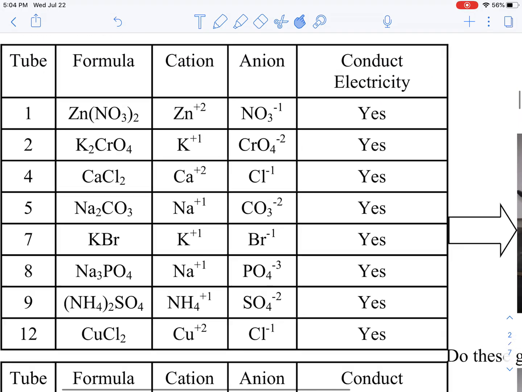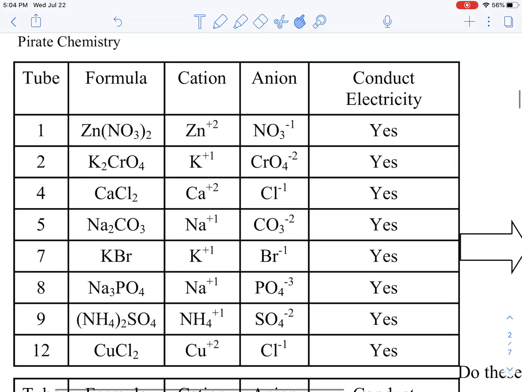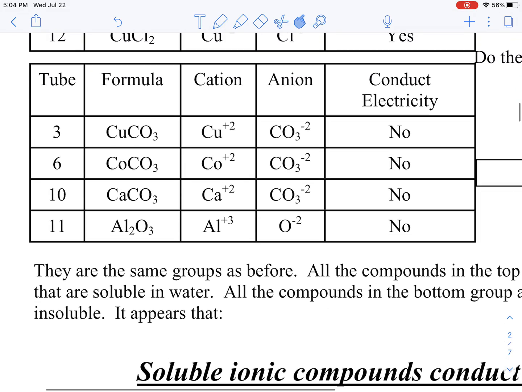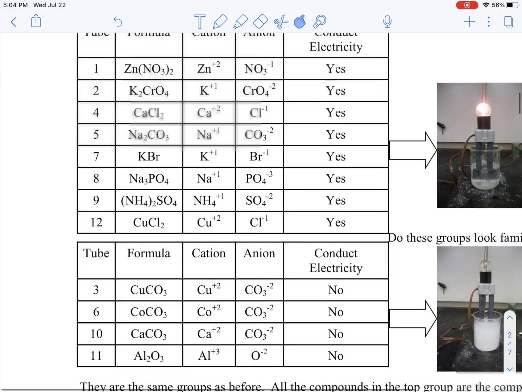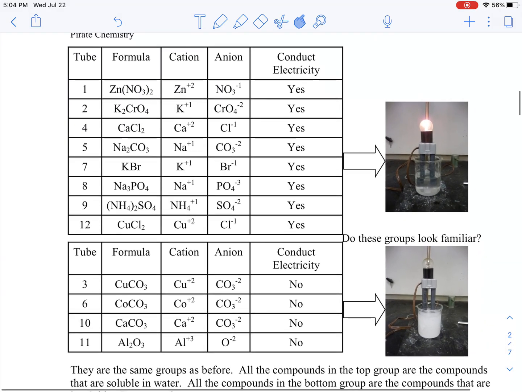Now then, let's take a look. Here are those same 12 substances. All of these substances here conduct electricity. All of these substances here do not conduct electricity. They're the same 12 substances. Hey, look at that pattern. Check it out. All of these guys here have +1 and -1. All of those guys, they all have +1, -1.